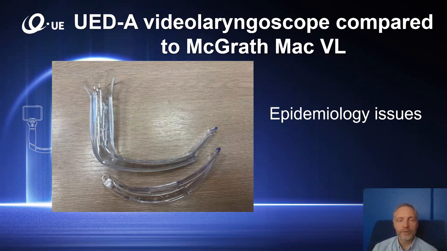On this slide, I compared the single-use disposable parts of these devices. You can see that the single-use blade of the UED-A video laryngoscope consists of a cover for the blade and a cover for the handle. The single-use blade for the McGrath-Mag covers only the blade.